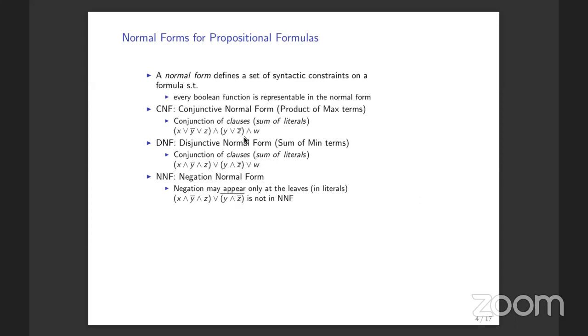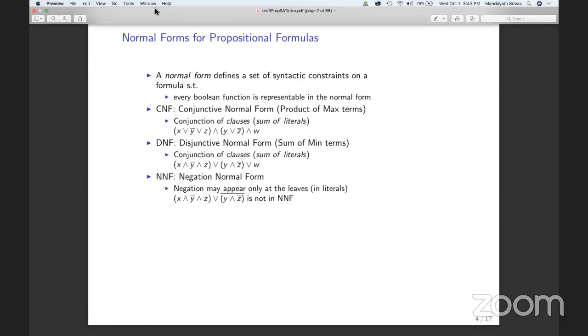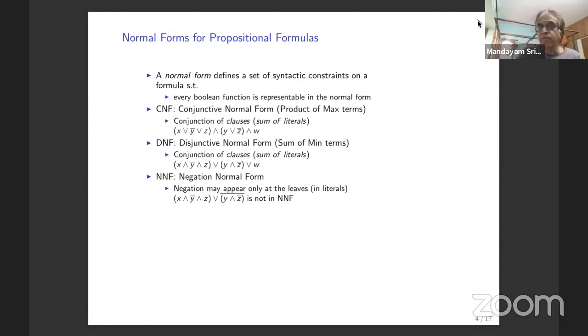So these are some well-known normal forms for propositional formulas. I presume you all know that these normal forms are universal, in the sense that they are general enough to represent any Boolean function.